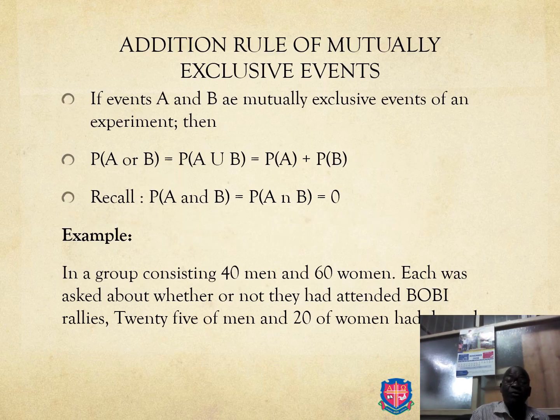Then the additional rule of mutually exclusive events. If events A and B are mutually exclusive events of an experiment, then the probability of A or B, whenever in probability you find the word or, it means a union, and whenever you find the word and, it means intersection. So the probability of A or B, which is equal to the probability of A union B, is equal to the probability of A plus the probability of B. And you recall that the probability of A and B, which is the probability of A intersection B, is equal to 0. That's a formula, that's a rule.